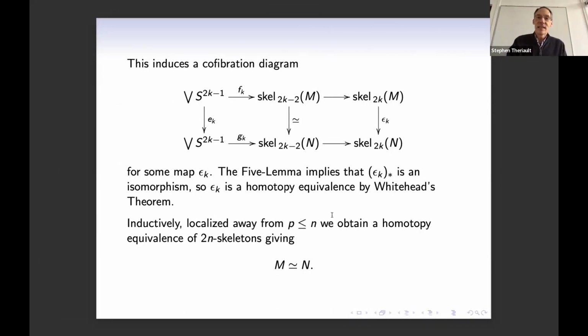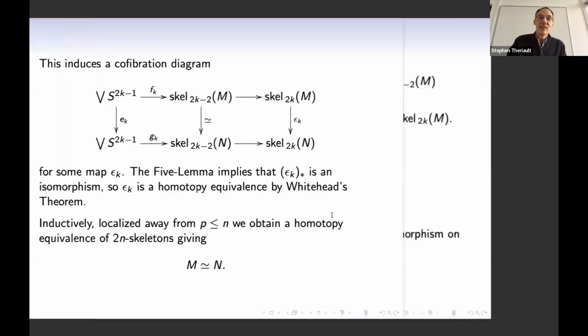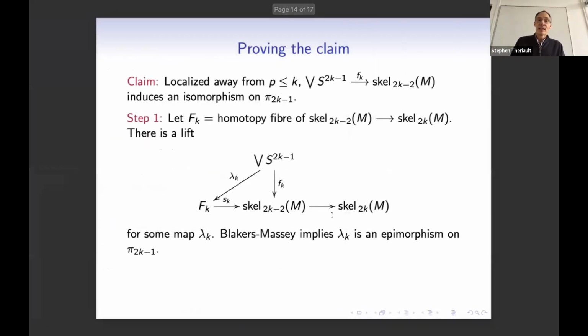And all that's really left is figuring out why the claim holds. So this claim says that if you localize away from primes less than or equal to k, then that attaching map producing the 2k skeleton induces an isomorphism on pi 2k minus 1. Okay, so why is that true?